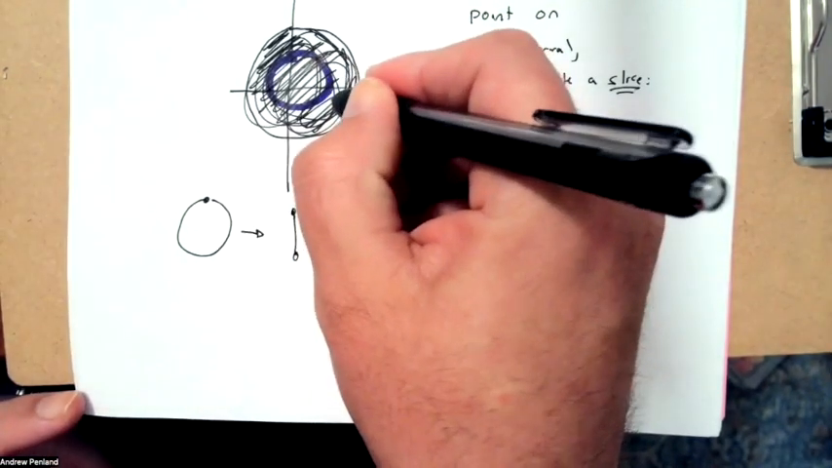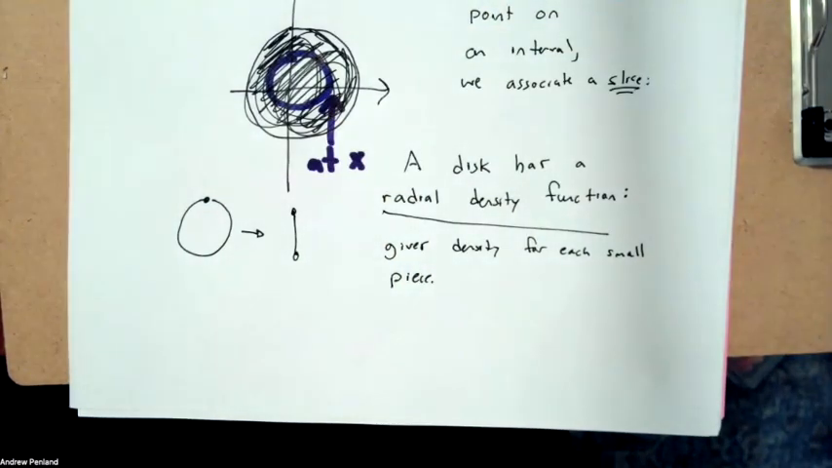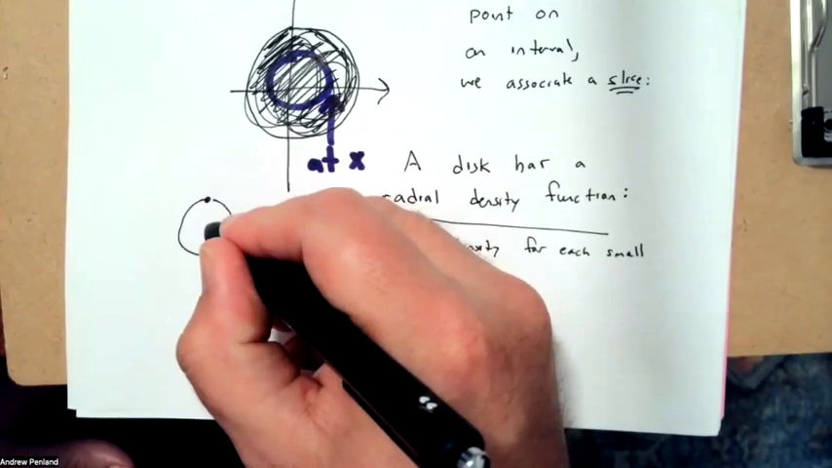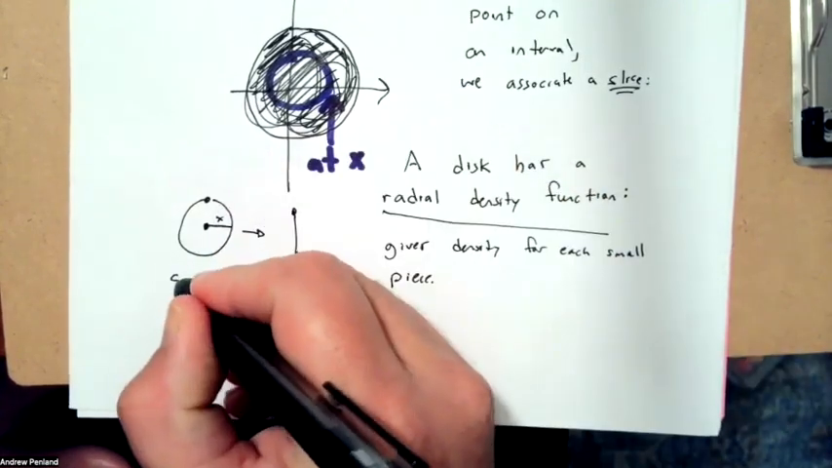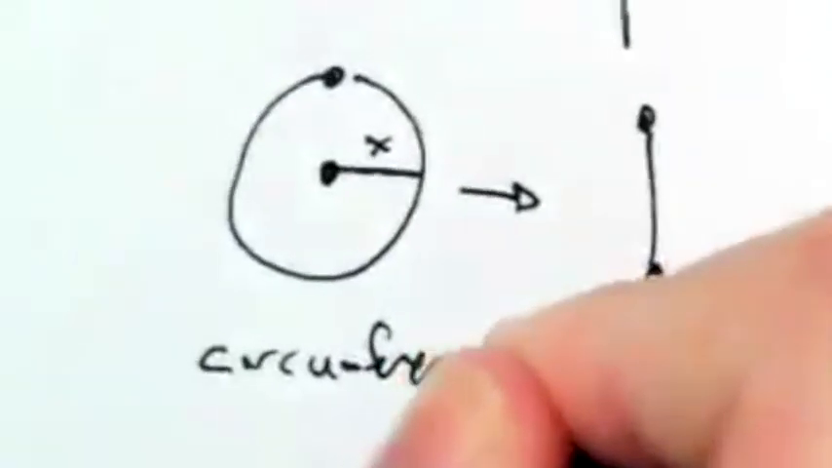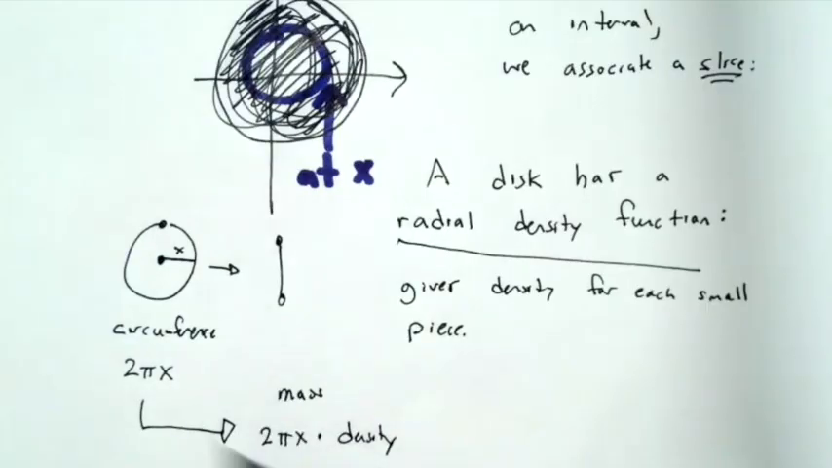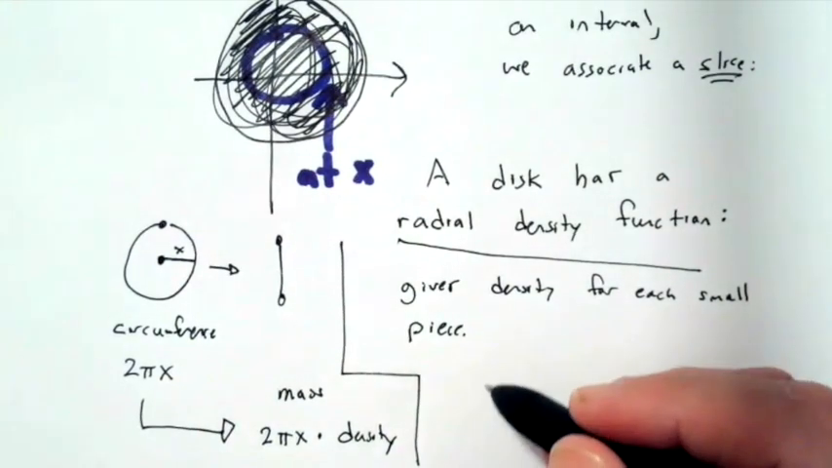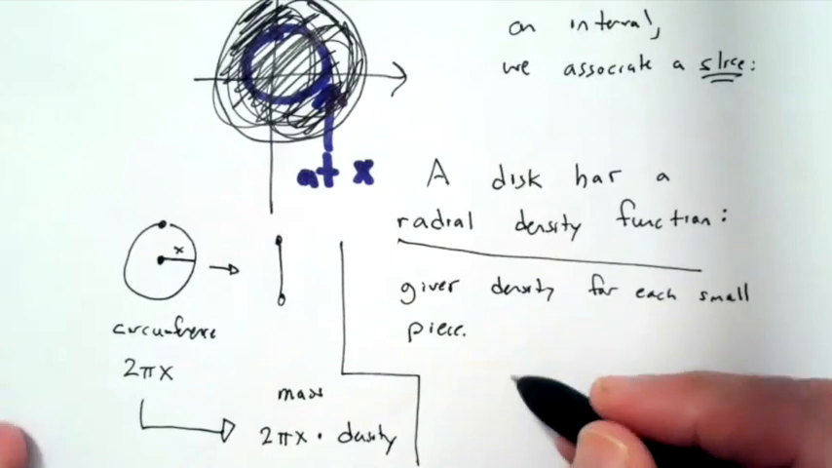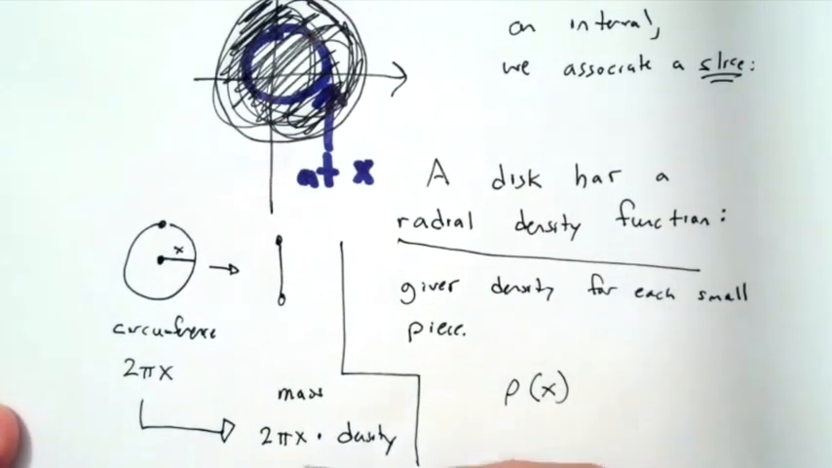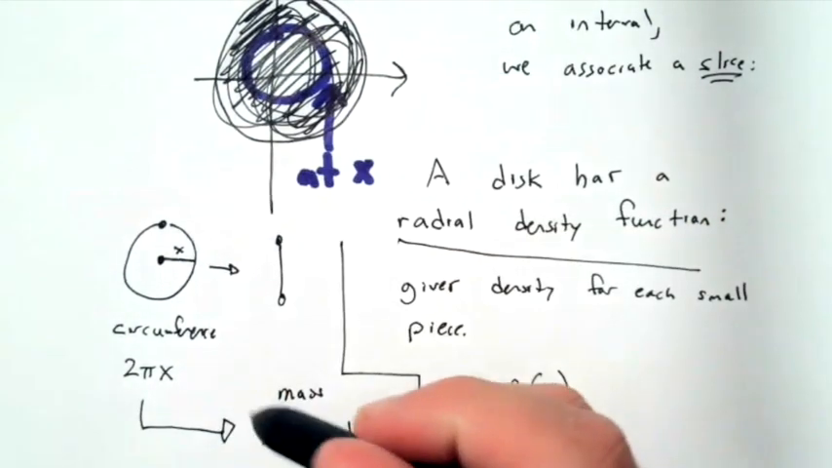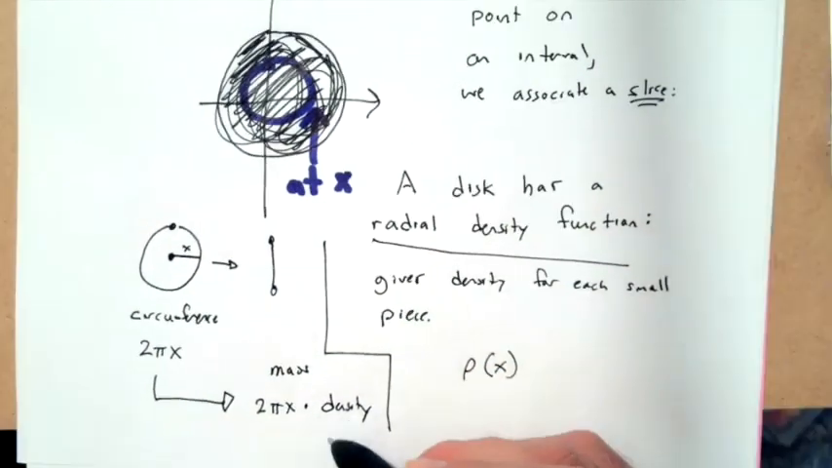So if we're at a point here, x, then the circumference of this circle, this is x, the circumference would be 2 pi x. And so what that means is that the mass of this little piece would be 2 pi x times the density, because mass is always length times density for one-dimensional things. And the radial density function is going to be a function. It's going to change, but let's call it rho of x. So the mass at that little circle will actually be 2 pi x times rho of x.